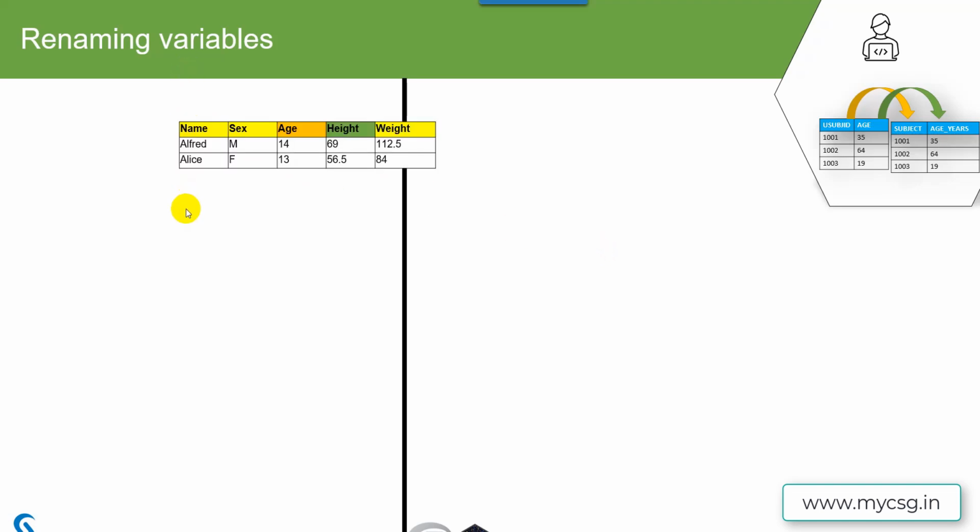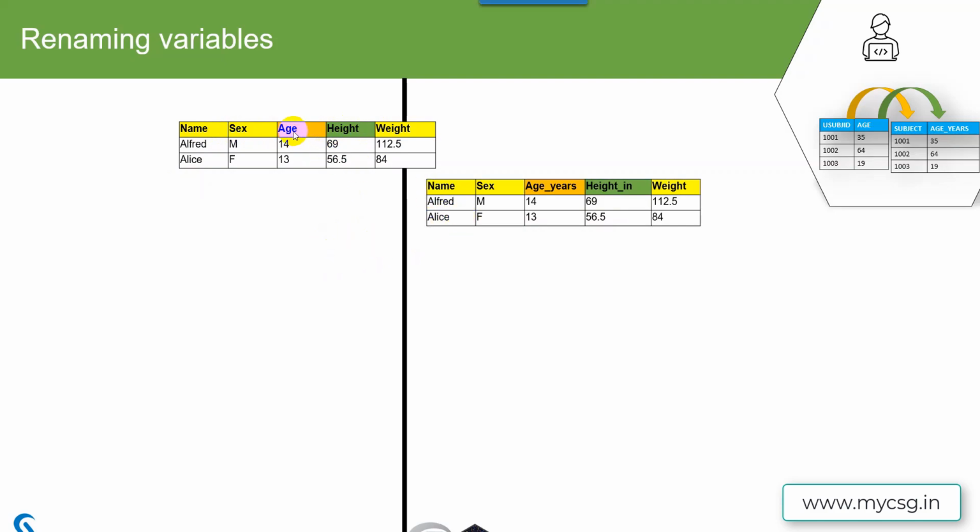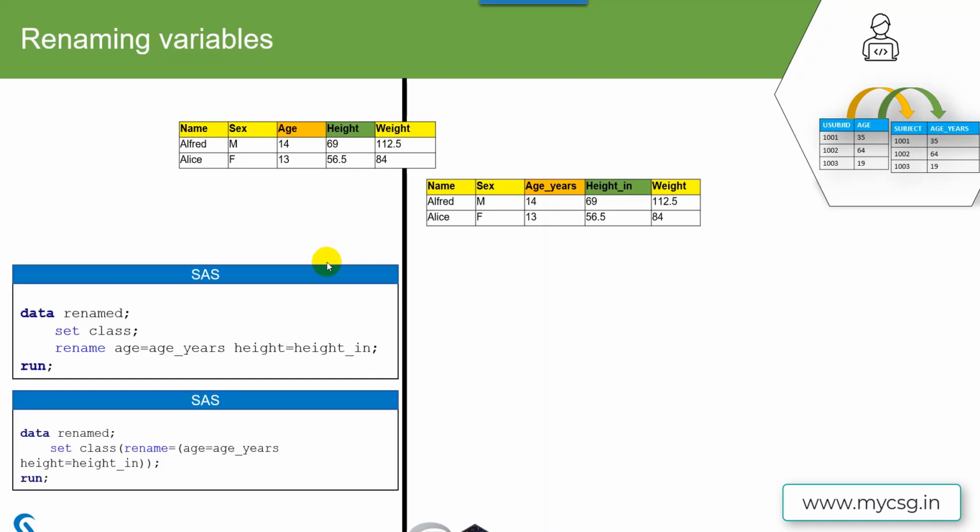So let's say we have this input data set in which there are two rows, one for Alfred and one for Alice, and there are variables called name, sex, age, height, and weight. So let's say I want to rename the variable named age to age_years and height to height_in, which stands for inches. So how do we do it in SAS?